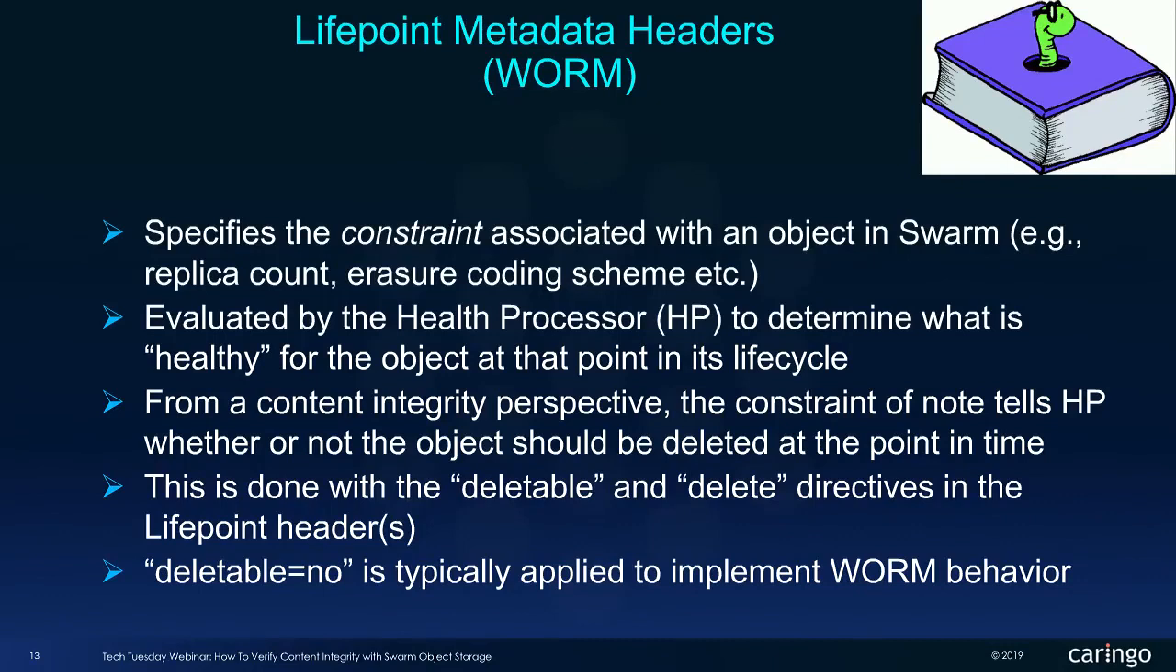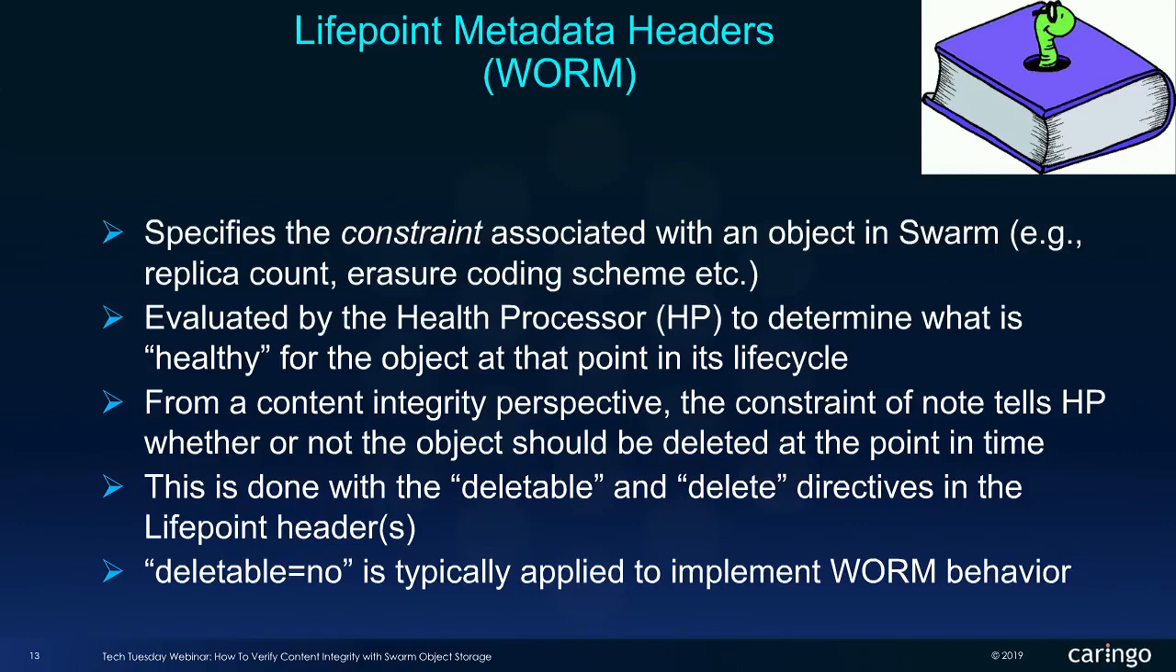So we've talked about content MD5 checksums and integrity seals. Really, to wrap things up and to lock things down, I wanted to dive in a little bit and talk about Lifepoint metadata headers, specifically as related to creating WORM capability within Swarm. What do Lifepoint metadata headers do, first of all? They specify a constraint that's associated with an object in Swarm. For example, that could be the number of replicas that are stored. It could be the erasure coding scheme that it's using, if it's stored using erasure coding instead of replicas, and so on. And these constraints are evaluated by Swarm's health processor to determine what is healthy for the object at a point in time in its life cycle.